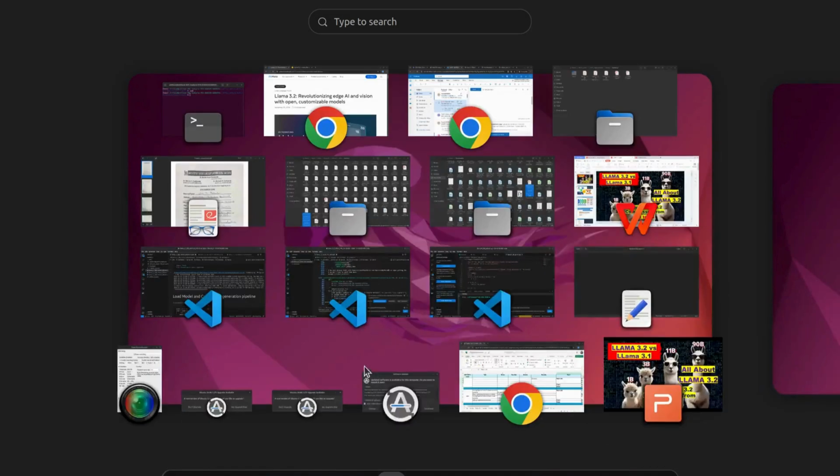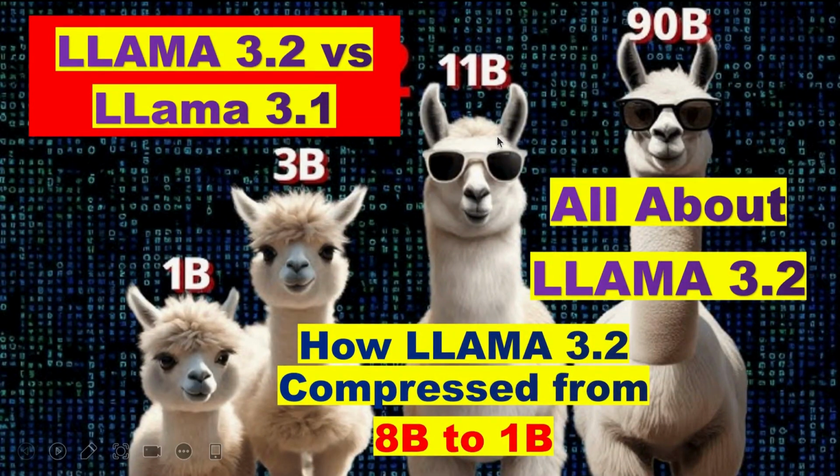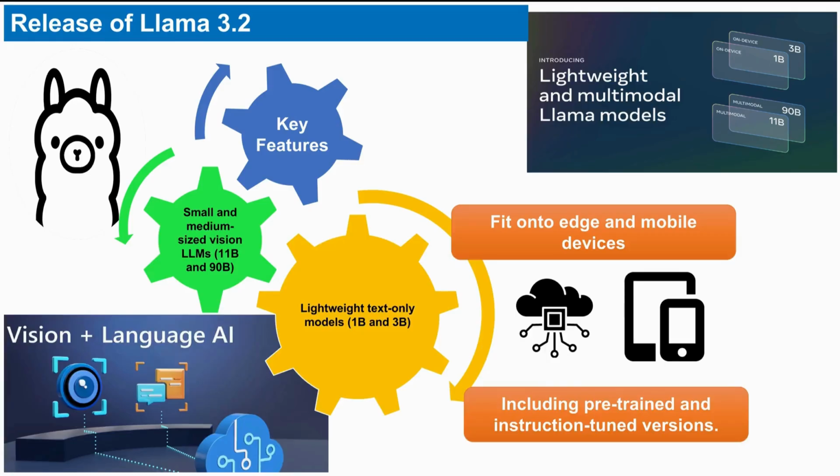So I will start with the release of Llama 3.2. What are all the key features? Llama 3.2 was released in two main variants. One is the vision LLM and one is the text-only models. Inside the vision LLM they released small and medium sized vision LLMs, which have parameter sizes of 11 billion and 90 billion respectively. And inside the text-only models, which are the lightweight models, they released parameter sizes of 1 billion and 3 billion.